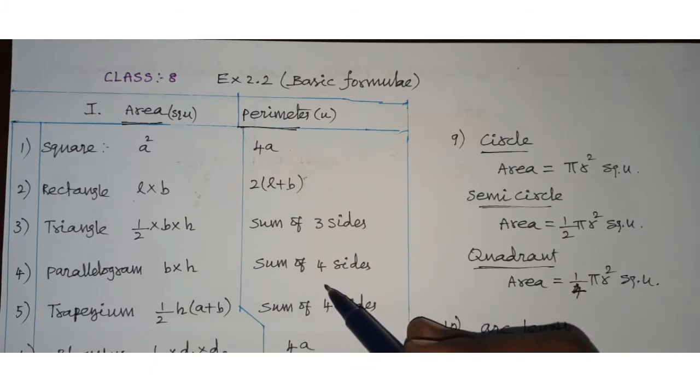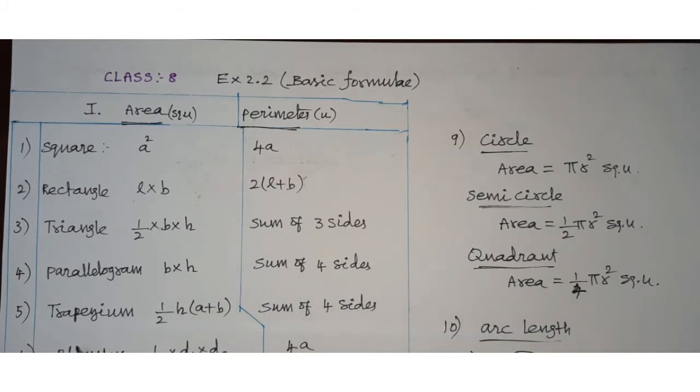Perimeter is the sum of four sides, and area of trapezium is 1 by 2 into H into A plus B. Here A and B are parallel sides. Perimeter is the sum of four sides. So up to this, up to 5 formulas we are using in this exercise.